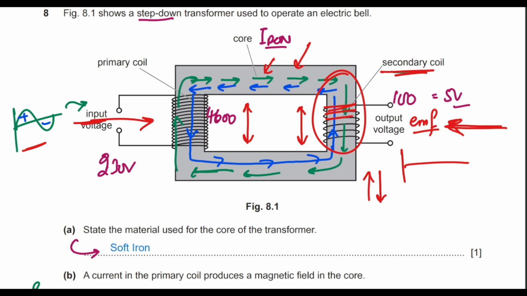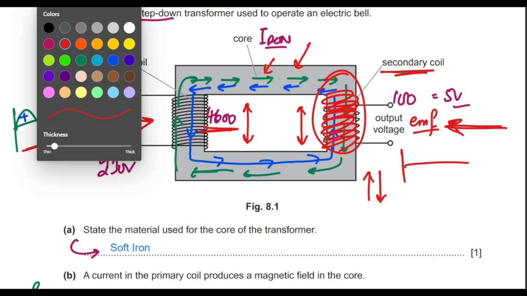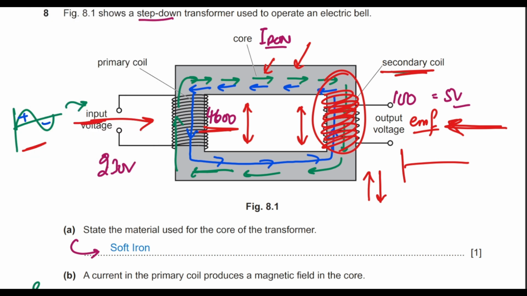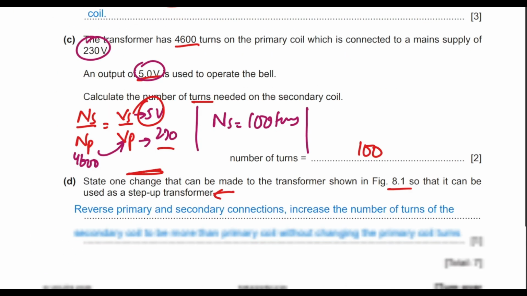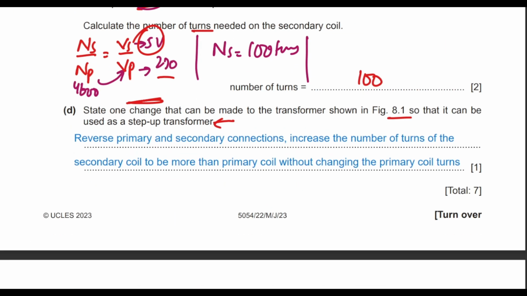Or what you can do is increase the number of turns on the secondary side much greater than 4600, then it will again become a step-up transformer, right? Okay, so either swap the sides or increase the number of turns, okay?